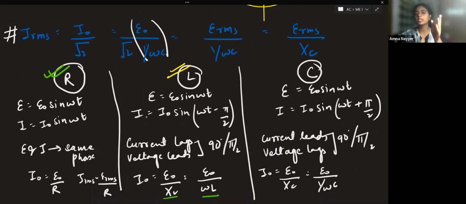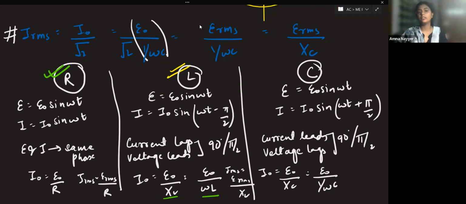Now coming to circuits having only inductor. E was equal to E naught sine omega t. I is equal to I naught sine omega t minus pi by 2. So minus pi by 2 shows what? That current lags or voltage leads with a phase difference of 90 degrees. So I naught is equal to E naught by XL, you can use E naught by omega L, E naught by 2 pi nu L, all you can write. And similarly for IRMS, you can write ERMS divided by XL.